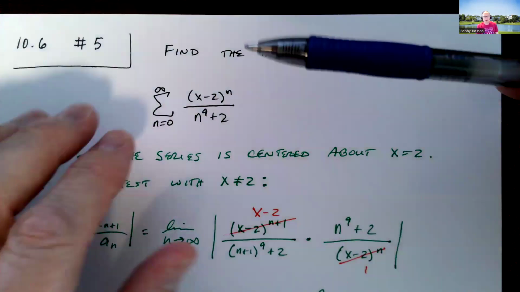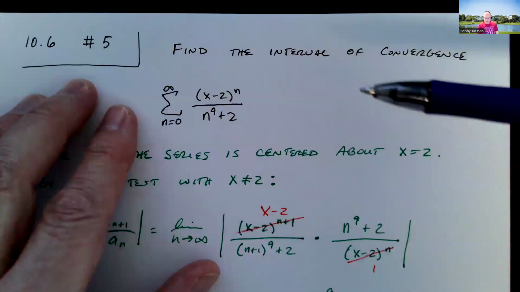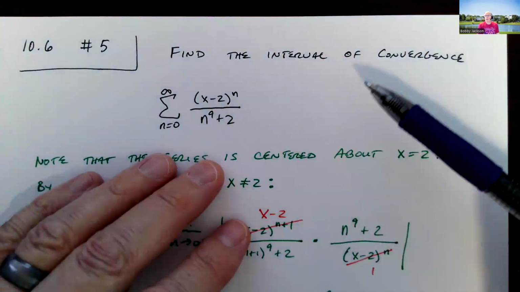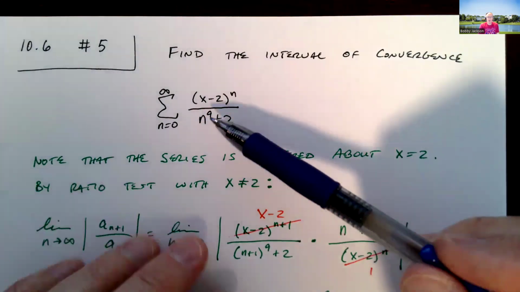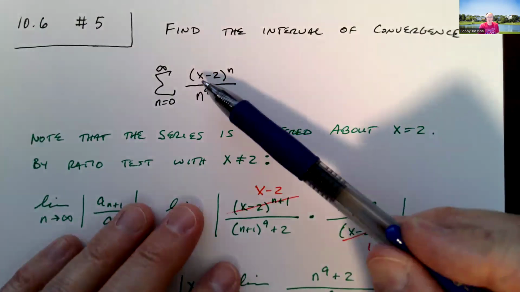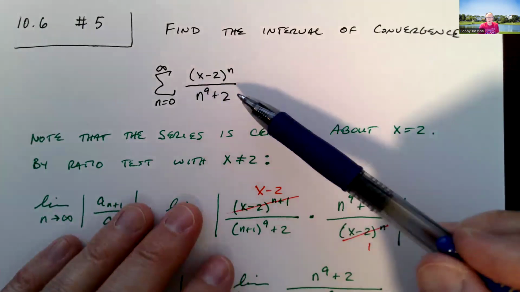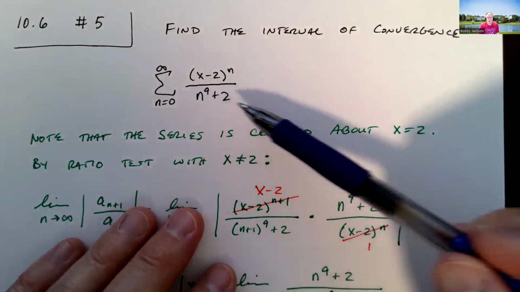Hey, let's take a look at number 5 in section 10.6. We're going to find the interval of convergence for this power series. First of all, note that this is centered about x equal 2. Clearly, it's going to be convergent if x is 2. So what if x is not 2?